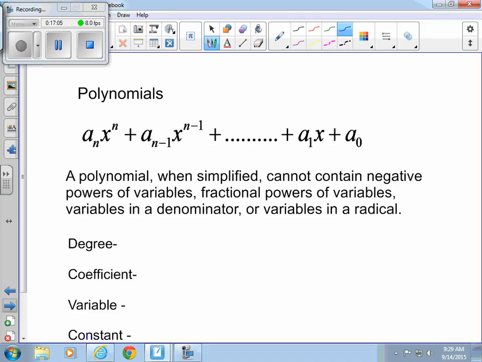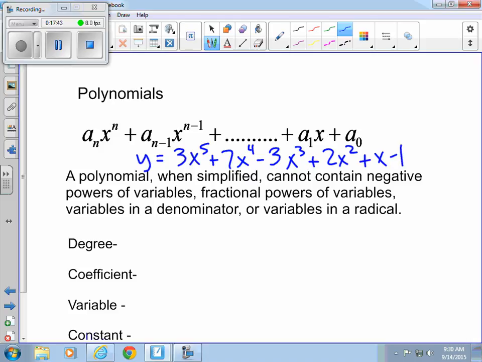Polynomials. A polynomial is a function that's written with a constant times x to a power, another constant times x to another power. This notation looks a little scary, but an example would be 3x to the 5th plus 7x to the 4th, minus 3x cubed plus 2x squared plus x, minus 1. Something like that. But they use n's because it could be any power.